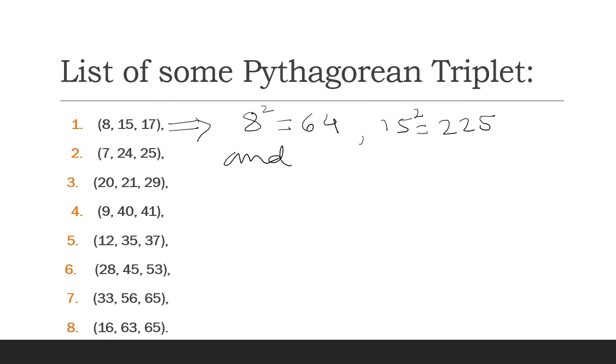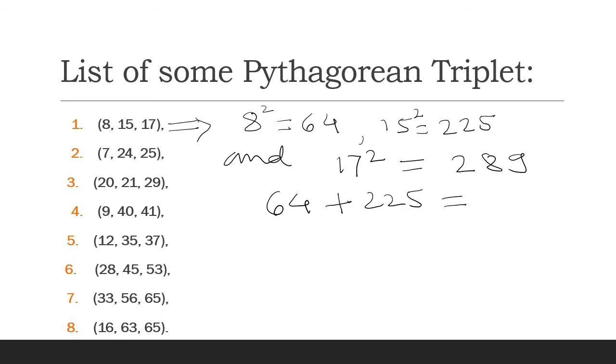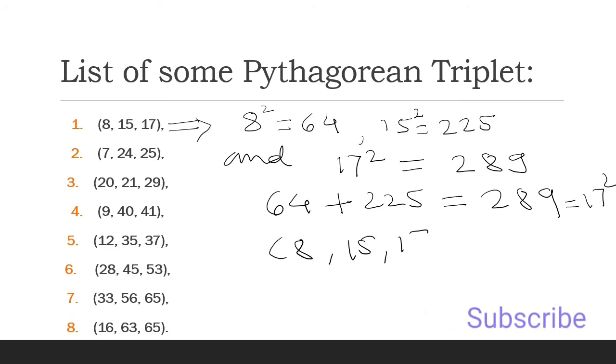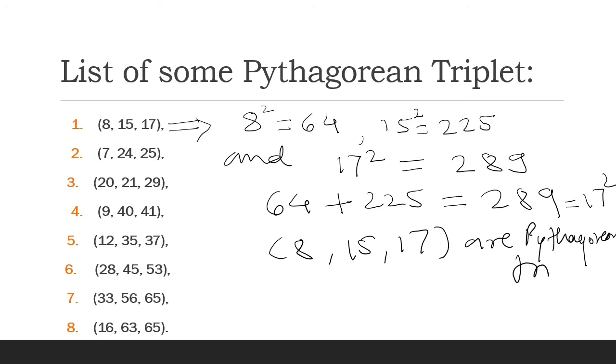The square of 17 is equal to 289. So if we add 64 and 225, what do we get? We get 289, which is equal to 17 squared. Hence we can say 8, 15 and 17 are a Pythagorean triplet. And similarly you can check this for the remaining triplets.